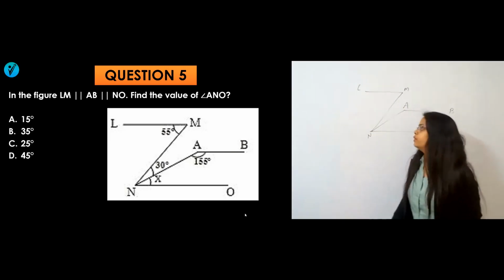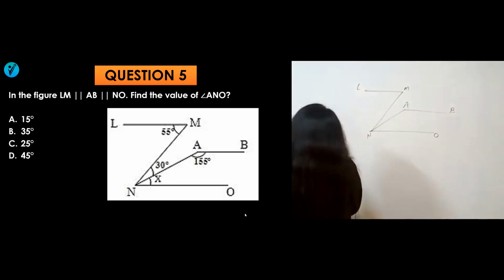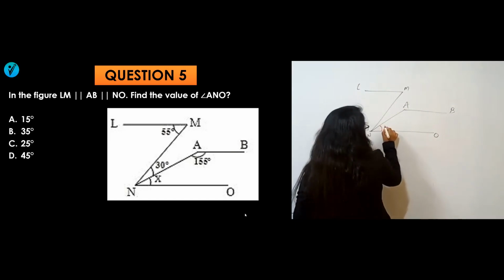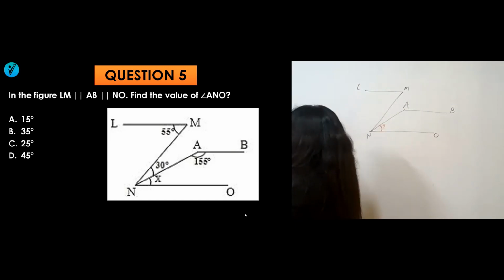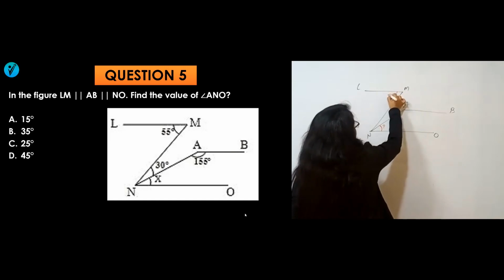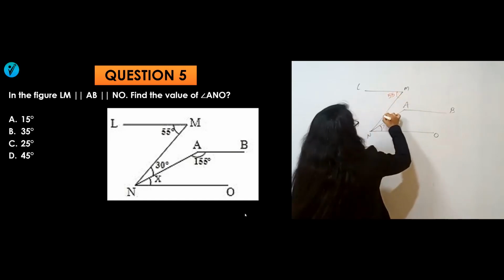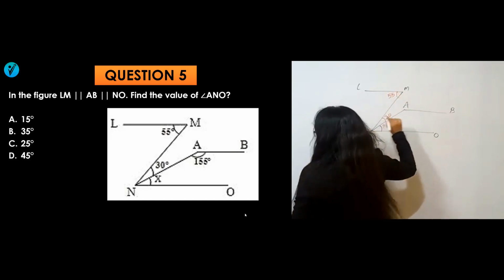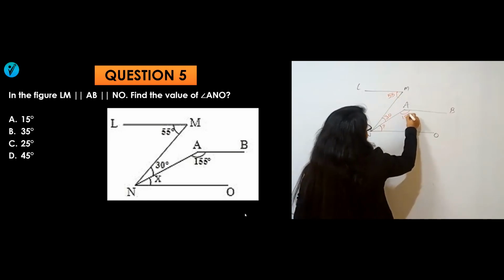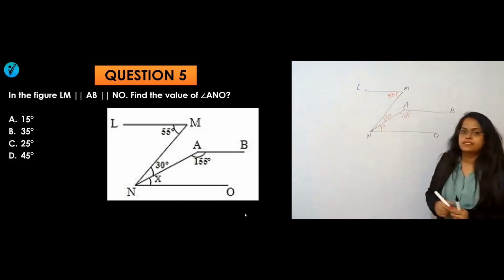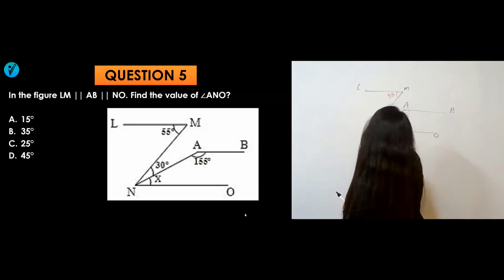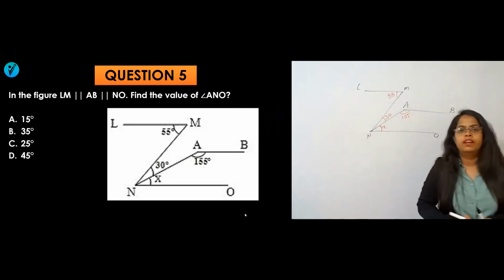Then we have to find out the angle ANO. That means this triangle we need to find out. And these are the different angles given. This is 55 degree. This one is 30. This is 155 and we have to find out this x, right? This question mark is given as x. So what will be the value of x?